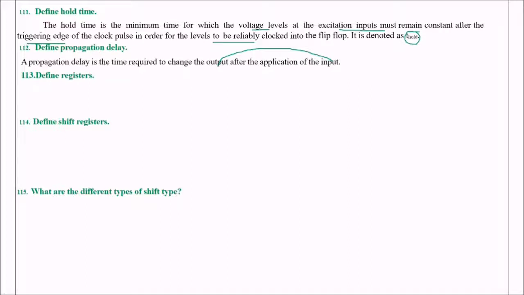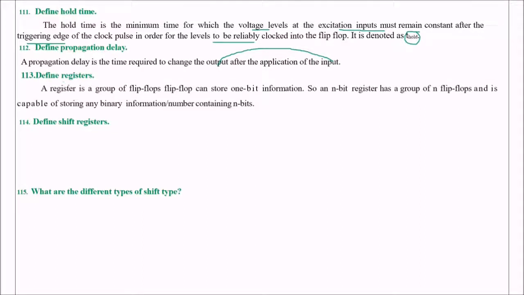Define registers. We have seen that the flip-flop is the basic storage unit of any hardware. What is a register then? A register is a group of flip-flops. A flip-flop can store 1 bit of information, so an n-bit register has a group of n flip-flops. Say you have an 8-bit register, that means you have 8 flip-flops in it, and it is capable of storing any binary number containing n bits.